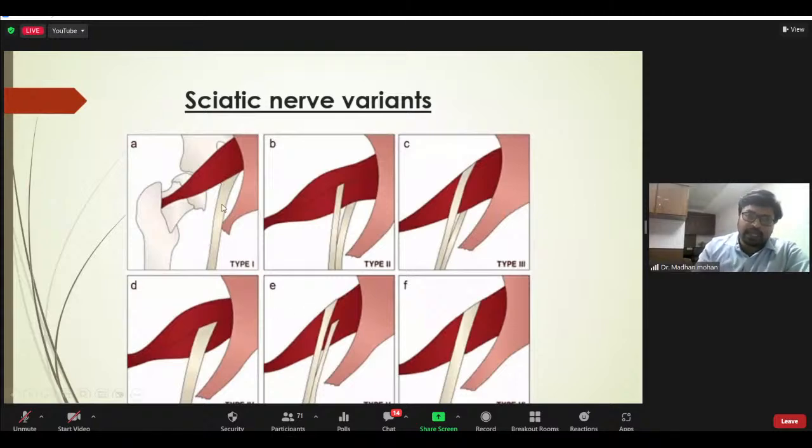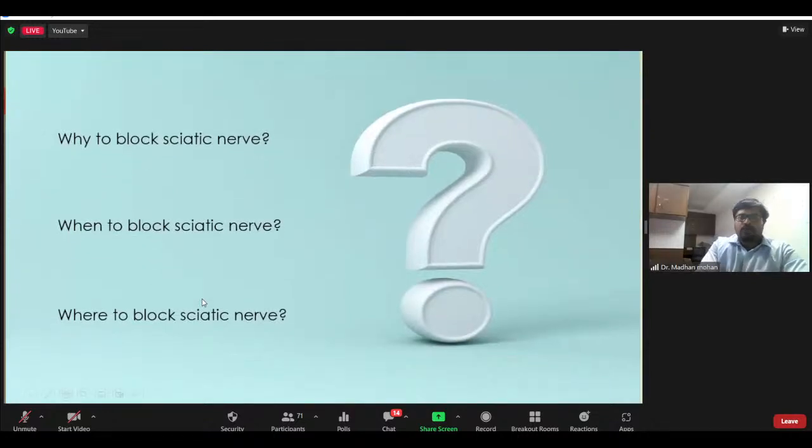Majority of the time, you will encounter the sciatic nerve just underneath the piriformis and exiting the buttock region. So coming to the main thing: why to block the sciatic nerve, when to block the sciatic nerve, and third, where to block the sciatic nerve. So why do you want to block the sciatic nerve?